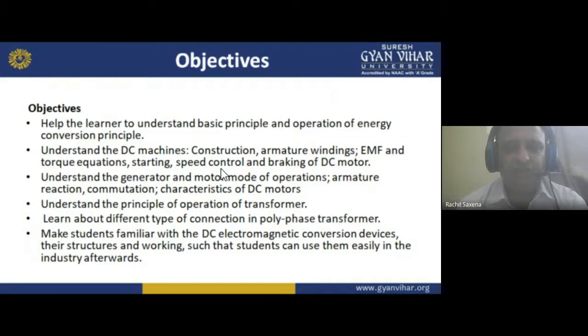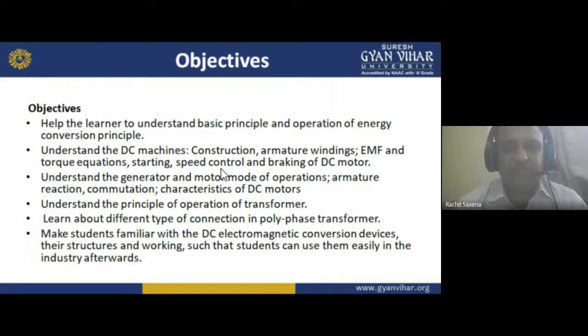Because if we don't know the construction, then how can we apply a principle on it? If we have nothing, then how can we say that it works like this, it works like this? That would be a hypothesis, or we can say an ideal condition. So we need something solid, something practical. That is the construction part.